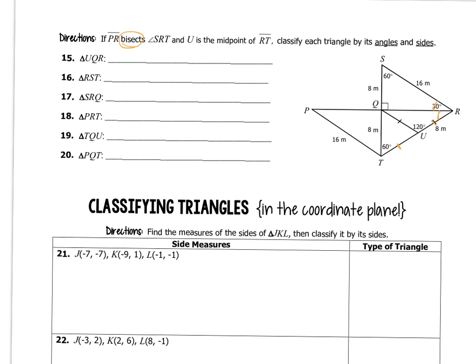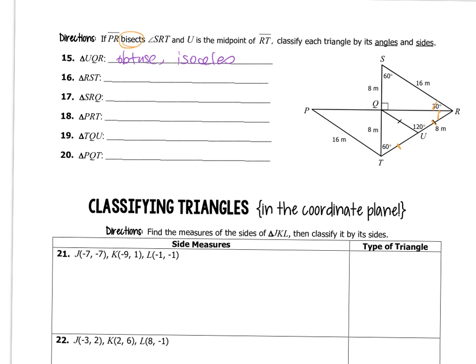Okay, so then we have to classify the triangles. So let's see how we can do that. Triangle UQR, I have UR and QU being congruent because of the tick marks. So they are isosceles. And because I also have angle RUQ being 120, this is an obtuse and isosceles triangle.